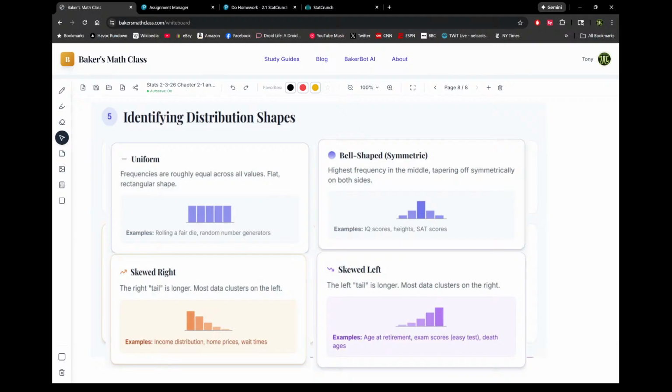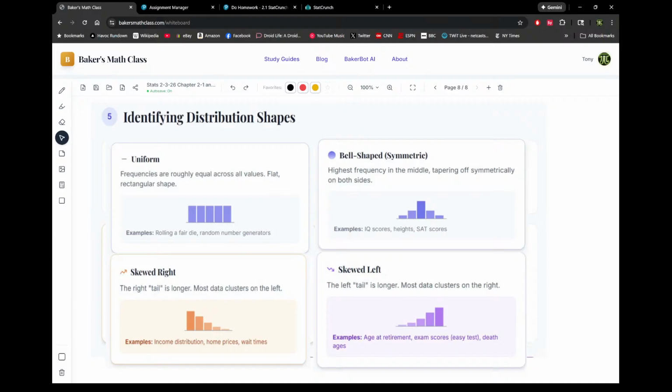Uniform means all the data is basically the same. And their example is rolling a die. Every number on a die has the exact same number of chances to come up. Okay. The bell shape, the symmetric curve. We are going to become intimately involved with the bell curve by the end of this class. Because pretty much everything we're going to be doing is going to be revolving around that bell curve.